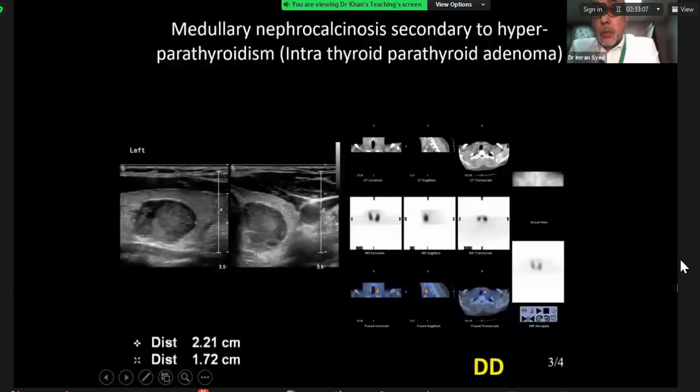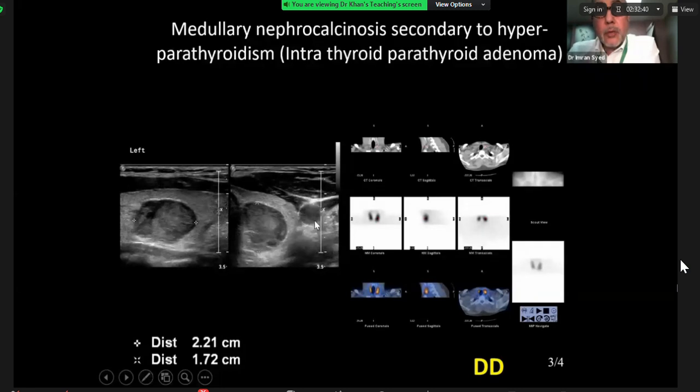Okay, so these are the genetic chemical-related disorders that can cause cortical nephrocalcinosis. Medullary obviously has a wide range of differentials. Now, this is the same patient, and the patient indeed did have medullary nephrocalcinosis, and it was thought to be secondary to hyperparathyroidism. And in this case, the parathyroid adenoma was actually sited inside the thyroid parenchyma.